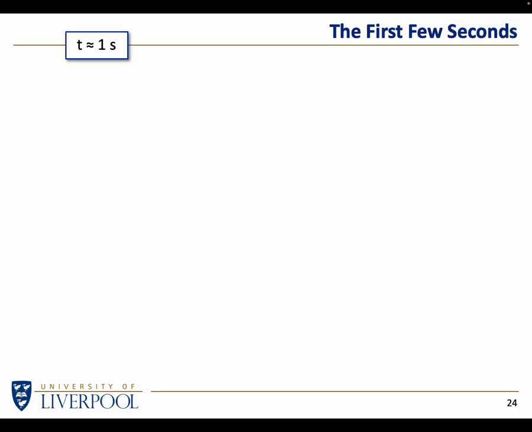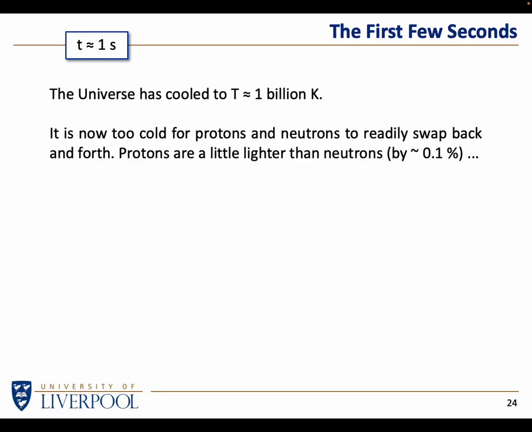If we go to the first few seconds, and now we're talking about of order 1 second after the Big Bang, the universe has cooled off to only about 1 billion Kelvin. That still sounds ridiculously high, but remember the core of some stars is actually quite high, so this isn't such a silly number, this 1 billion Kelvin. Even though 1 billion Kelvin sounds hot, it's actually too cold for protons and neutrons to readily swap backwards and forwards. In other words, that happened up to this point for the first few milliseconds. It was hot enough for quarks and antiquarks to change into energy and back and forth, but now they are sort of frozen in the sense that the universe isn't hot enough for that to happen.